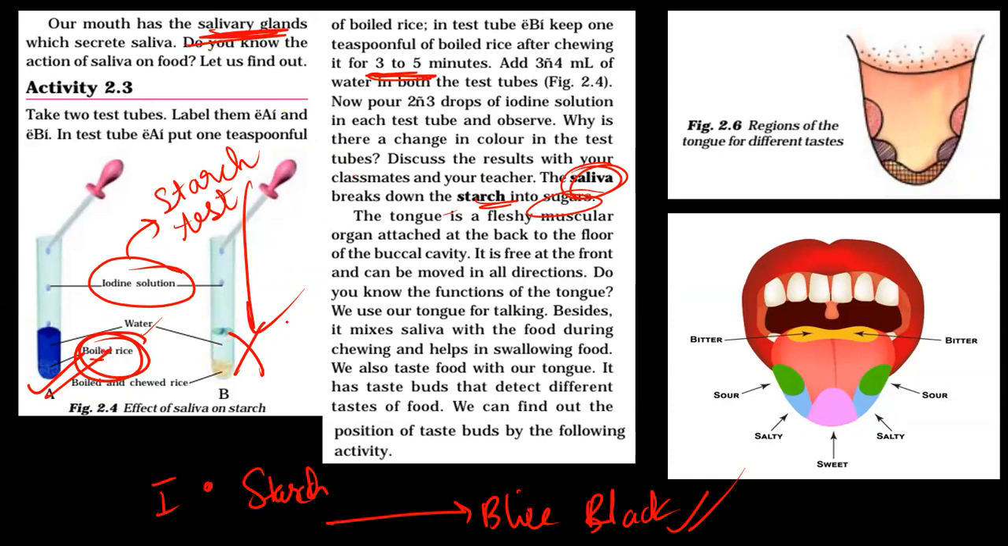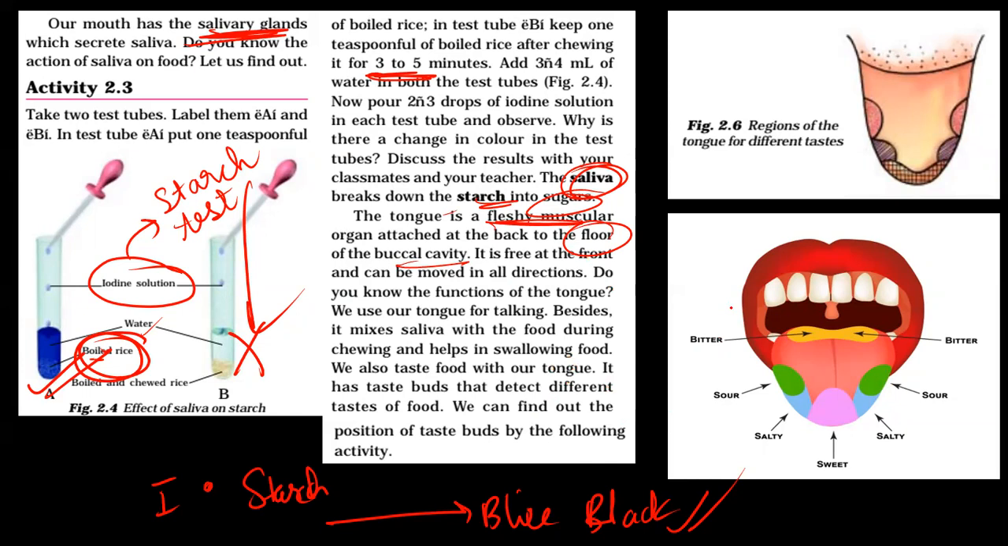Now we will move on to the tongue. It's a fleshy muscular organ attached to the floor of the buccal cavity. It is free from the front and it can move in all directions. It helps us for talking, for chewing, and very importantly, for tasting. There is an activity mentioned through which we can find out which part of the tongue is for which taste. But I have given you a picture here and I will also give you a trick to remember this.